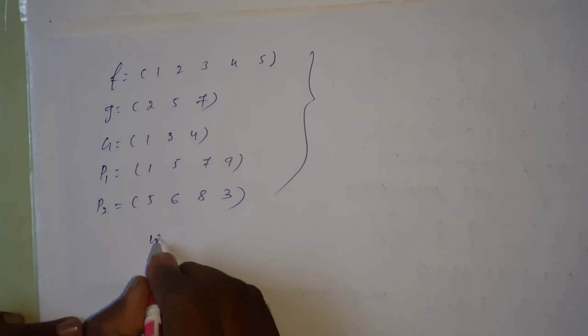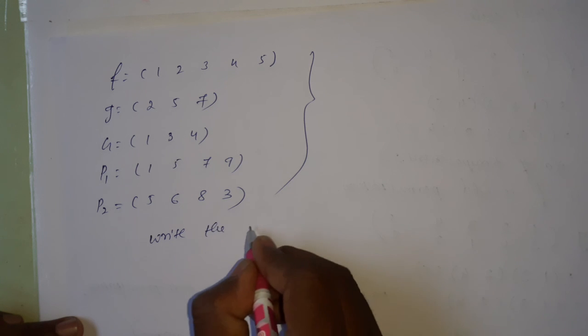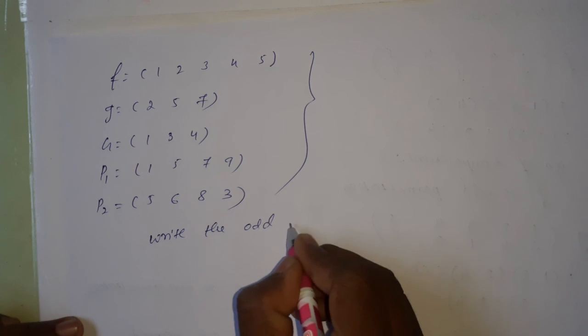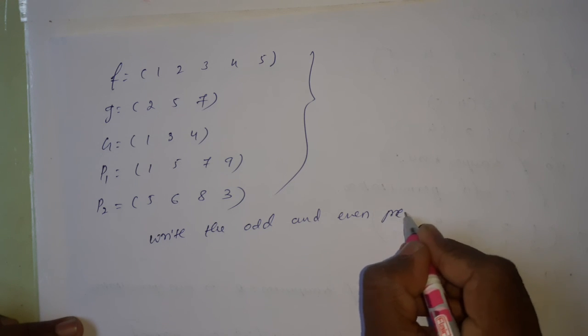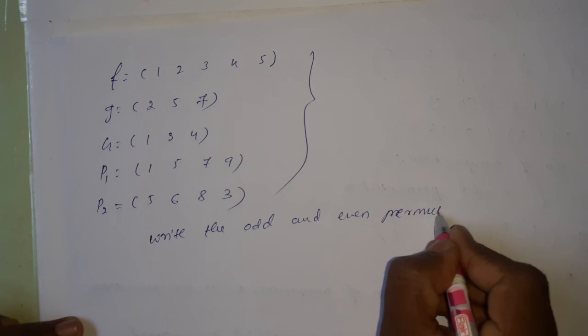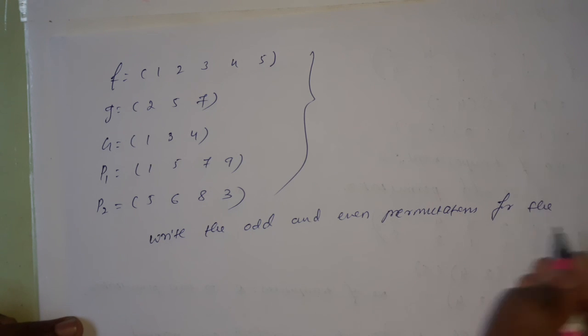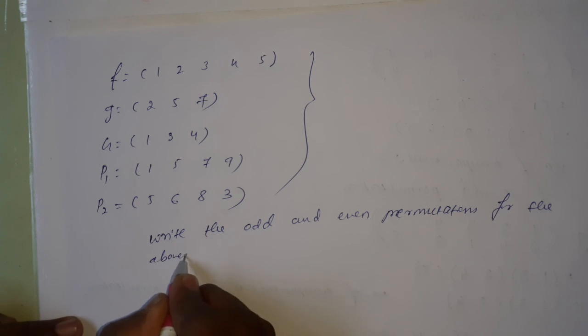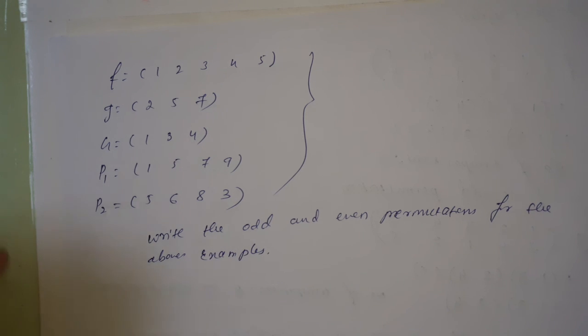Now write odd and even permutations for the above examples. So among these 5 examples, you have to write which are odd and which are even.